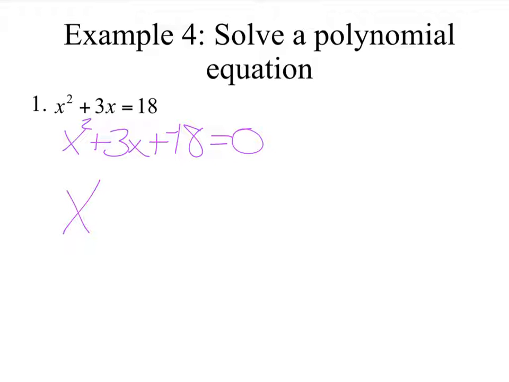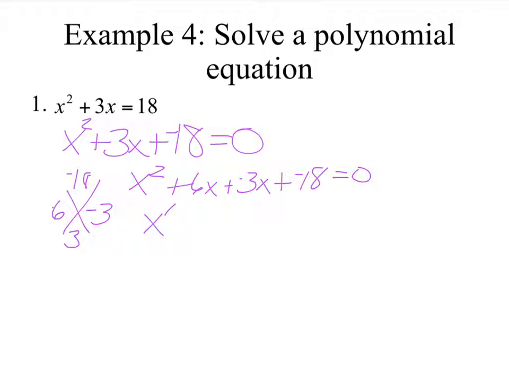At this point, I would break out my diamond, negative 18 on the top, 3 on the bottom. This would be a positive 6 and a negative 3, because I want that 3 in the bottom to be positive. Pulling it out, I end up with x squared plus 6x plus negative 3x plus negative 18, still equaling 0. Just keep bringing that 0 down with you.